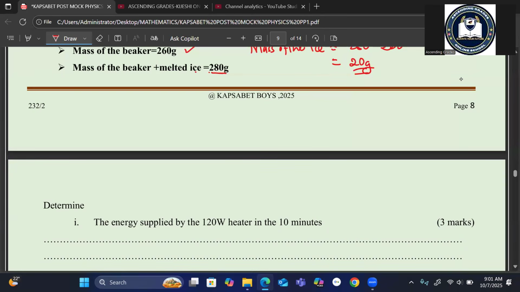Then the question that follows asks us to determine the energy supplied by the 120 watts heater in 10 minutes. So we know that energy dissipated can be given by the power times time taken. So we have a power of 120 watts, multiplied by the total time of 10 minutes, which is equivalent to 600 seconds. You convert minutes into seconds by multiplying by 60. And this will land us at 72,000 joules.